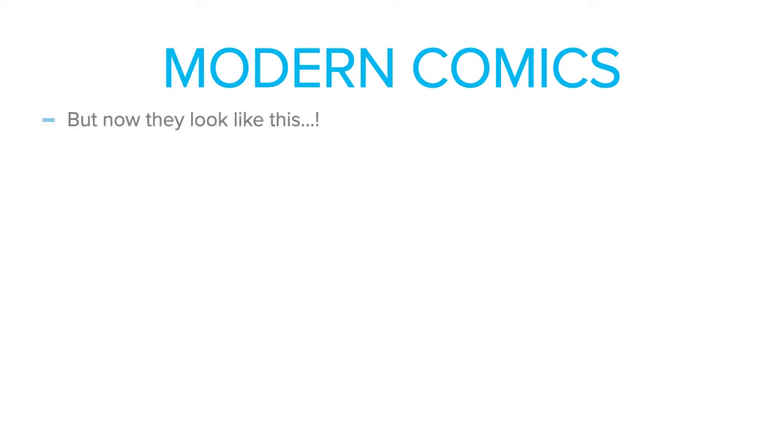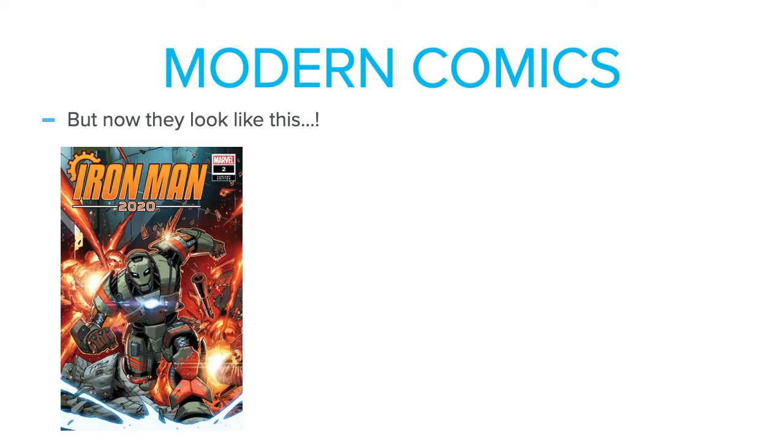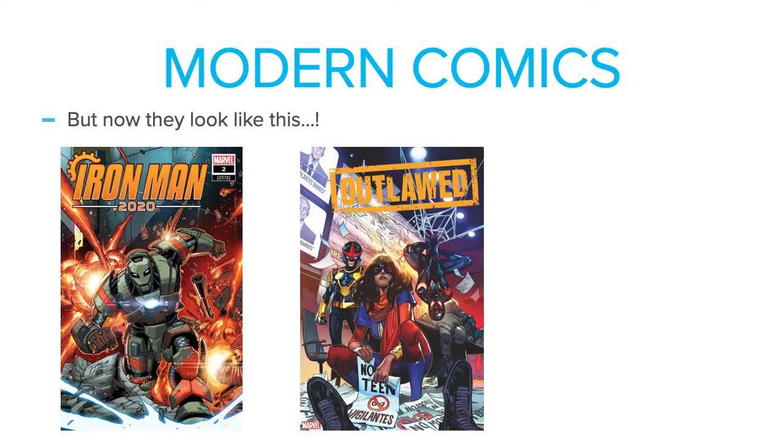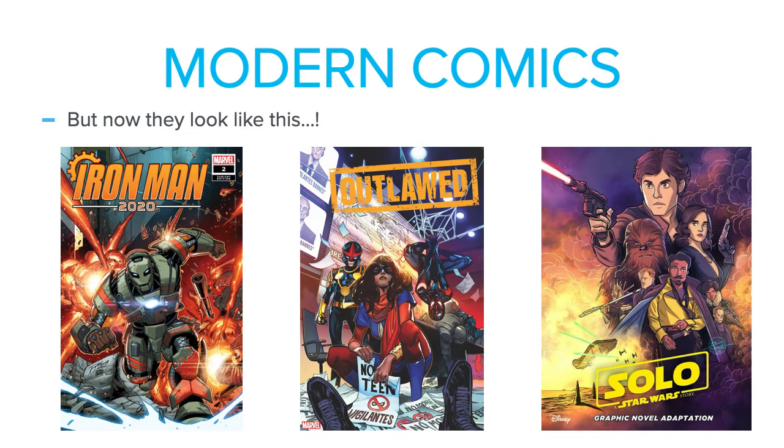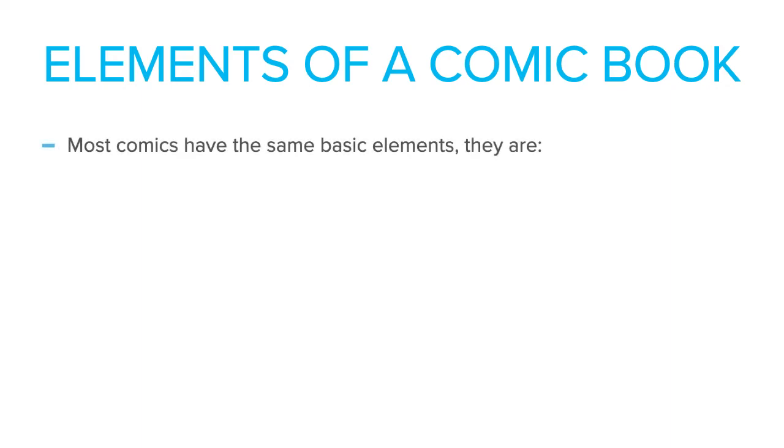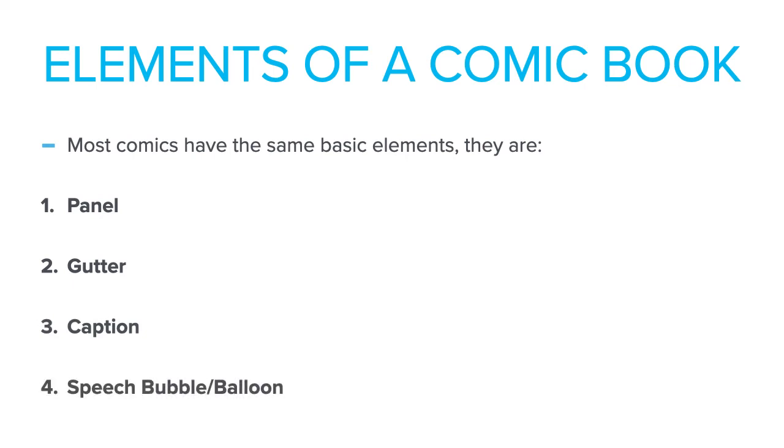But modern comics these days look a wee bit different, so you might recognise some of these. This is the sort of really modern stuff that we've got, so you can see just how far the artwork's come along, and we've got different kinds of stories there as well. So modern comics, although they're on a huge range of different subjects, they all have the same basic elements that you need to have in them to make them work. And those are things like panels, we've got gutters, captions, and speech bubbles or speech balloons, however you want to go with that.